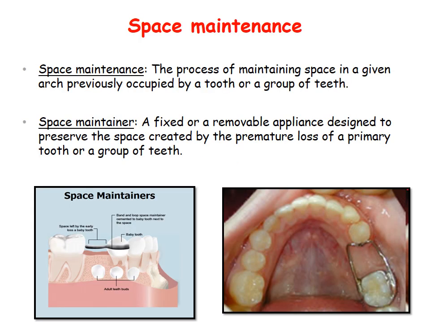So space maintenance. What is space maintenance? It's a process of maintaining a space in a given arch which was previously occupied by a tooth or a group of teeth. Basically we give an appliance called a space maintainer. A space maintainer is a fixed or a removable appliance which is designed to preserve the space created by the premature loss of a primary tooth or a group of teeth.